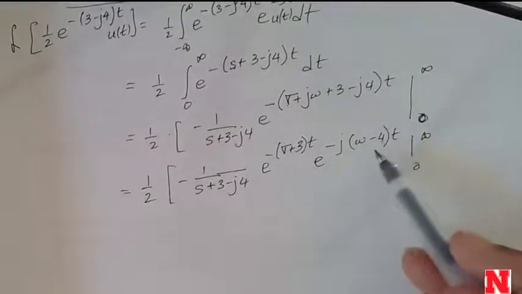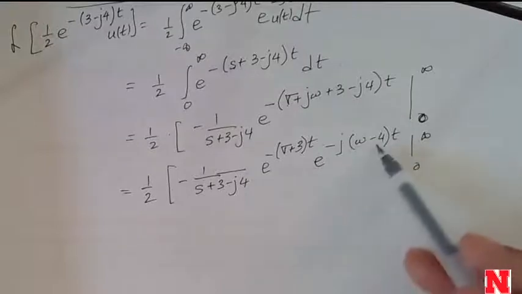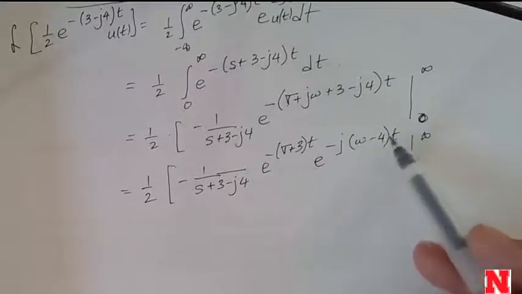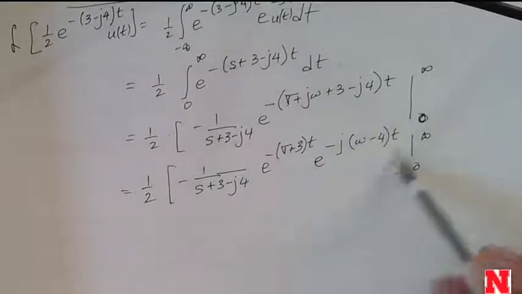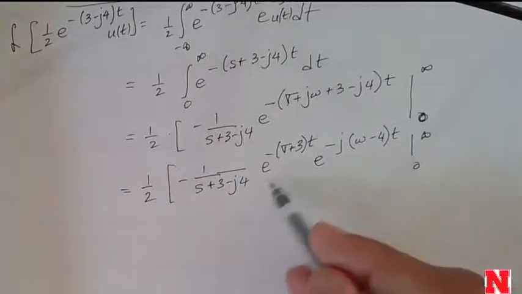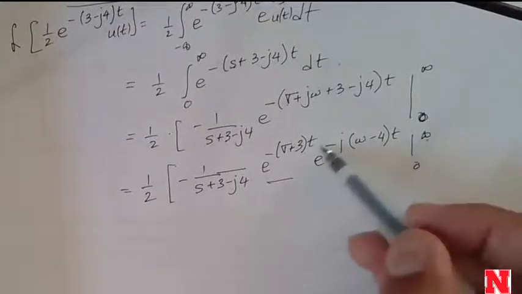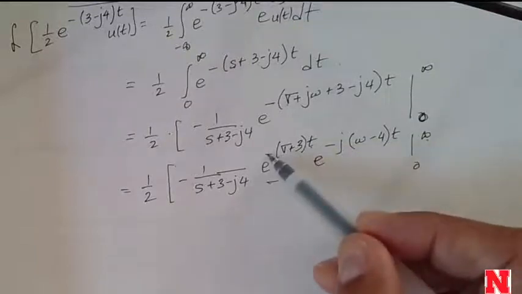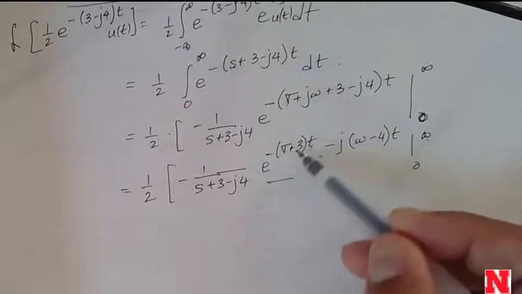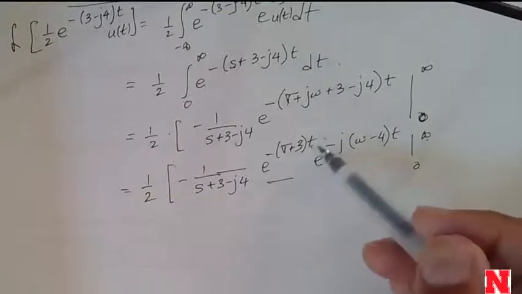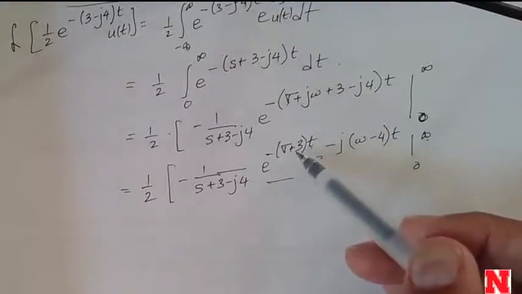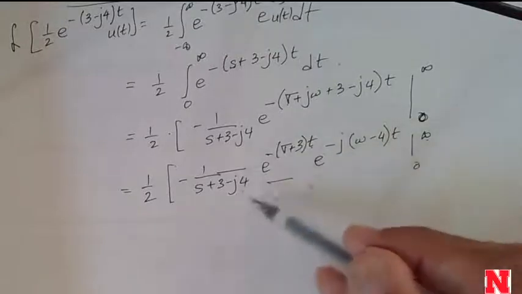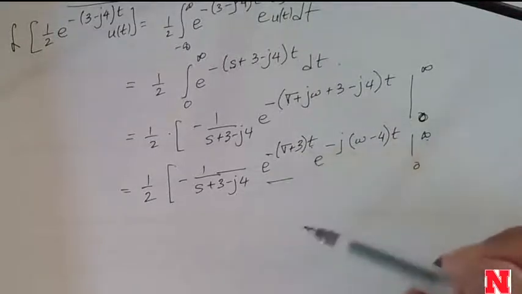Now this is e to the j something, so this will be cosine of something minus j sine of something. And the magnitude of that is always going to be 1, so I don't have to worry about what happens to this, because I know this is finite. Here, when I plug infinity in here, I have a negative sign out here, so as long as sigma plus 3 is positive, I'll have e raised to the power minus infinity, which will go to 0. So in order for this thing not to go to infinity, I need sigma plus 3 to be positive.